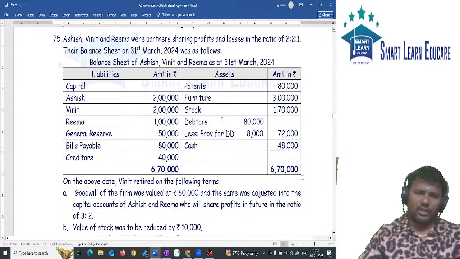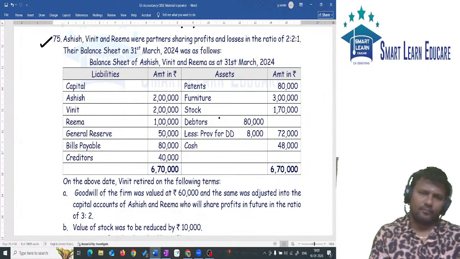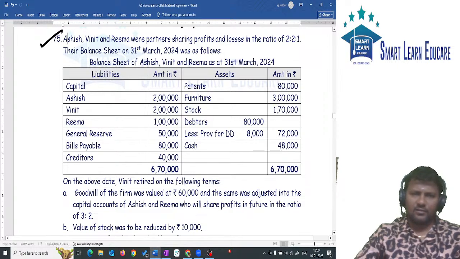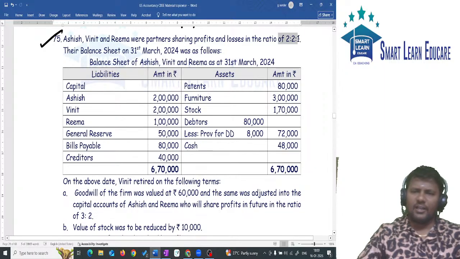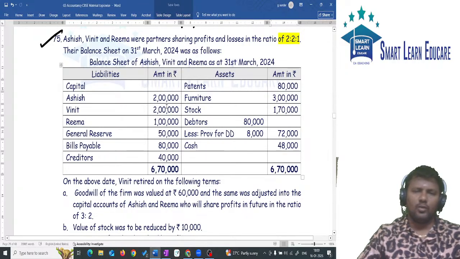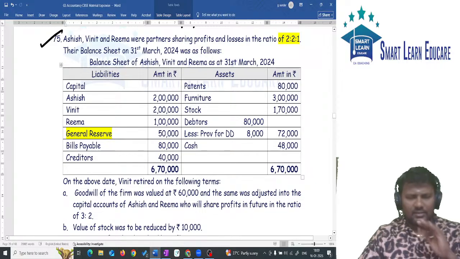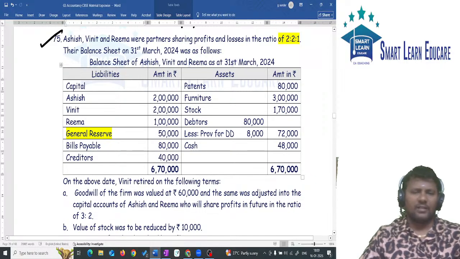Next question, question number 75. A and V are partners. Profit sharing ratio 2:2:1. What is the old ratio? 2:2:1. Next, the balance sheet is given. We have a general reserve in the balance sheet. But remember, general reserve should be transferred to the partners' capital.